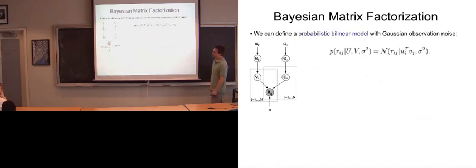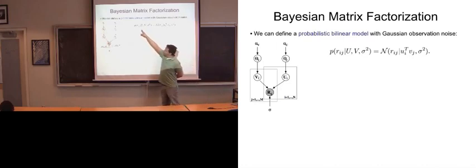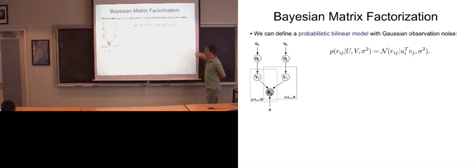So what can we do? Well, we can use a probabilistic framework to do that. We can say the distribution of a rating for user i and movie j is going to be given by a Gaussian distribution, where the mean is going to be given by the outer product of two vectors. This is known as a bilinear model.